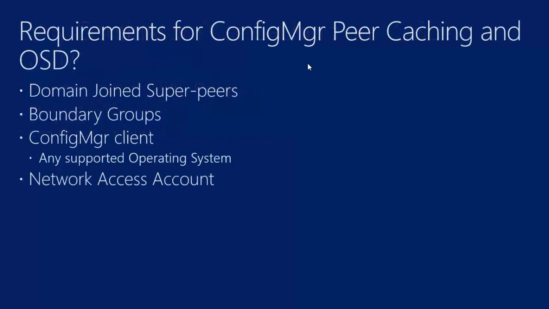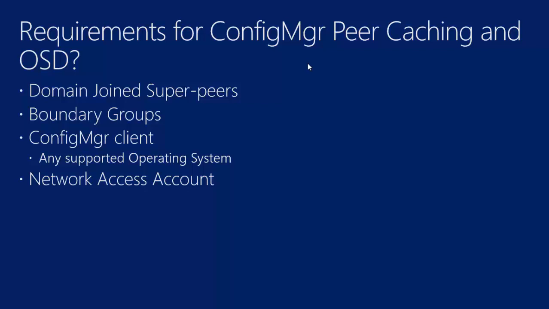So what are the requirements for Config Manager peer caching and OSD? Well, the first three are requirements of peer caching in general. First is that your super peers must be domain joined systems. Super peers is a label that you will see in the logs referring to systems that are hosting content being shared with others. Another way that I sometimes refer to these systems is a content source peer. Either way, if I say either one, I'm referring to the same type of system: a machine that has content and is able to share that content with others in its boundary group, or on its same subnet within a boundary group, depending on configurations.